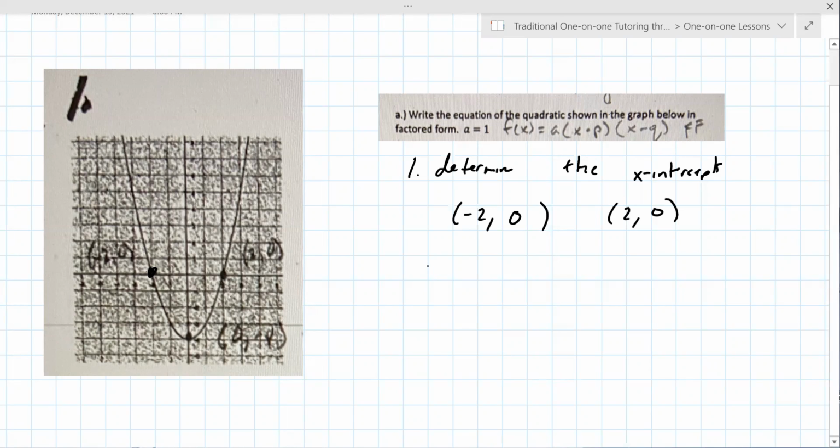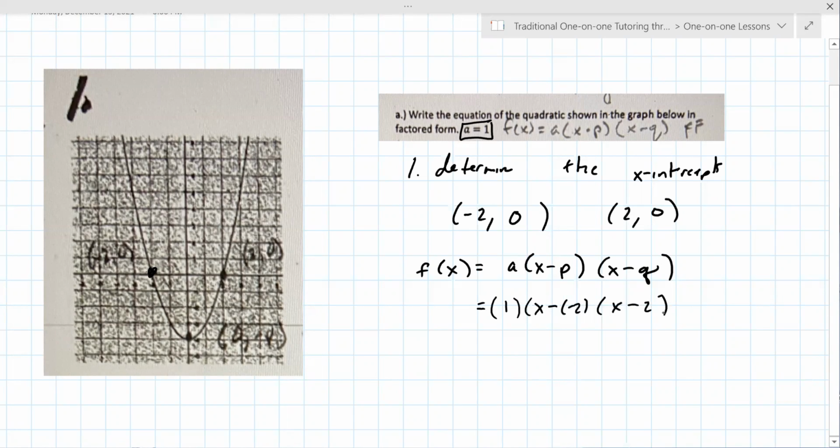Your instructor has been kind enough to give you the factored form, a times x minus p, times x minus q. And they tell you that a is 1. So you substitute: a is 1, p is -2, and then q is 2.